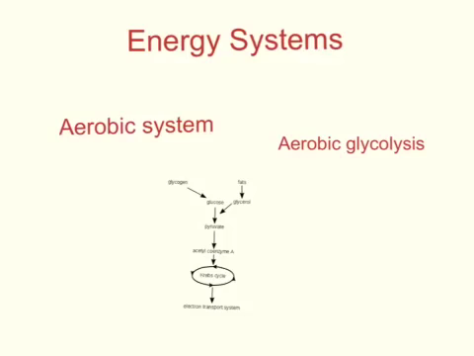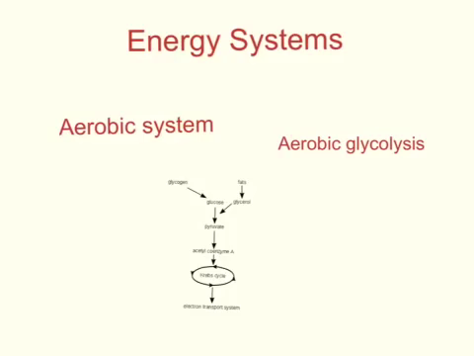The electron transport chain: hydrogen atoms from the Krebs cycle enter the chain, pass along, and combine with oxygen to form more ATP. This cycle all happens in the mitochondria.